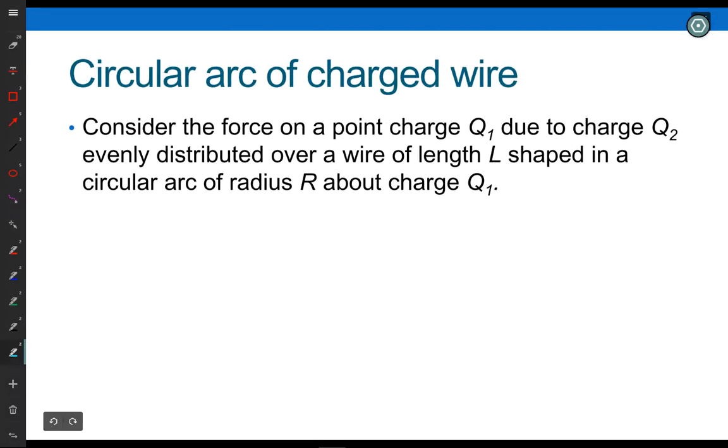Consider the force on a point charge Q1 due to charge Q2 evenly distributed over a wire of length L shaped in a circular arc of radius R about charge Q1. What's the first thing you should do if you're doing this on a test?